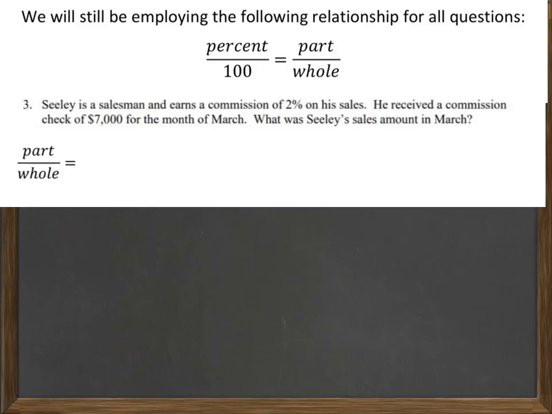All right, let's keep going. So this one says, Sealy is a salesman and earns a commission of 2% on all of his sales. He received a commission check for $7,000 in the month of March. What was Sealy's sales amount in March? That's what we want to know. So again, my strategy, as soon as I see a percent, is to take that percent and rewrite it as a fraction. So we have 2 over 100. 2% means 2 out of 100.